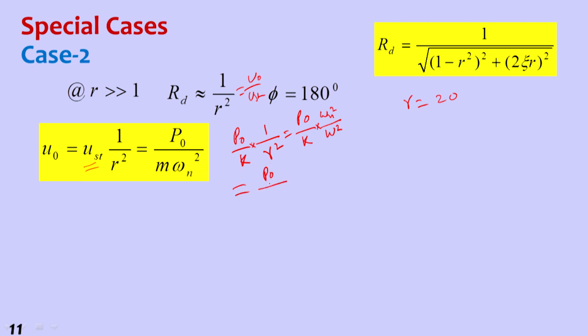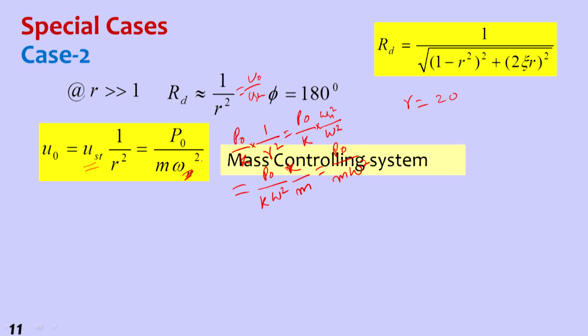So, p naught by k omega square into omega n square, which means k by m, so we will be left with p naught by m omega square. Oh, sorry, this n is not there. So, p naught by m omega square. And if we look at this one, this is controlled by mass. So what system parameter is there in this one? Mass is there. So, more mass, less amplitude; less mass, more amplitude.